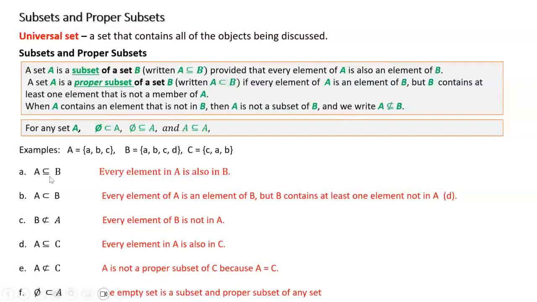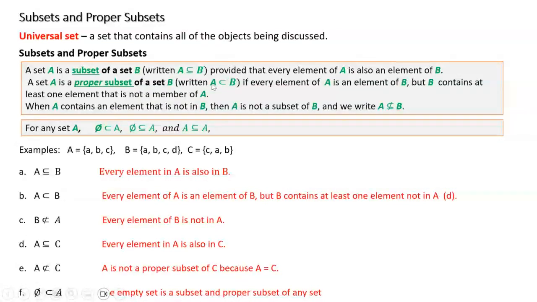Okay, now these are all true here, guys. For example, A is a subset of B. Why? Because every element in A, the elements A, B, and C, is also in set B, which is A, B, and C. That's why A is considered a subset of B. Now look at B. The symbol means proper subset. Every element of A is an element of B, right? This is the reason why. If you notice, every element in A, which is A, B, and C, is also in B, which is A, B, C, and D.